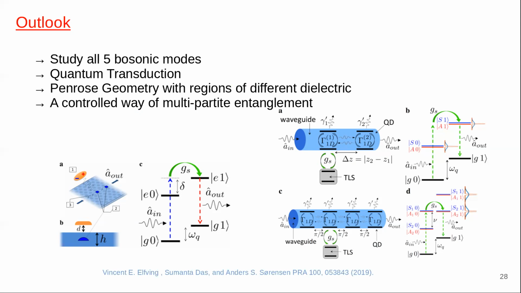So now the future work we intend to do is first to generalize this to all 5 bosonic modes, and then to investigate if we can, and if yes, how we can use these ideas in quantum transduction, and then to investigate this geometry with different dielectric regions for this Penrose geometry, for adding more tunability and control, and that way to find a way to achieve controlled multipartite entanglement.